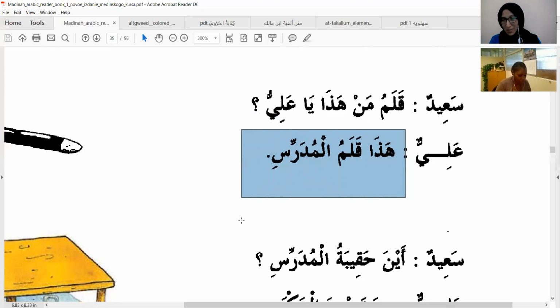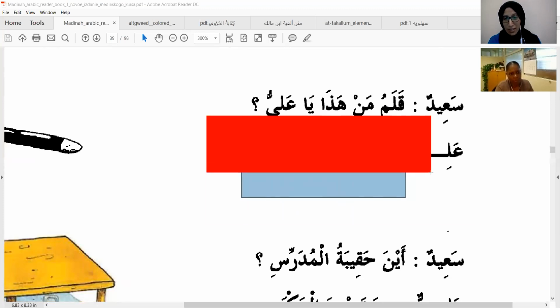Perfect. This is good. This will help. If I take this example, قلم من هذا, every time I want to ask something, I will just follow the structure.